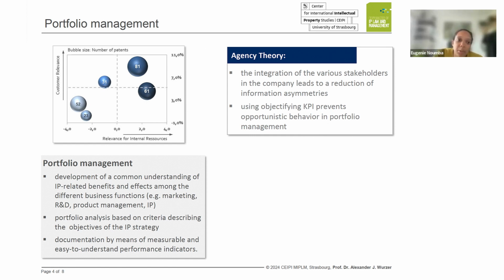The portfolio management in the Differentiation Center is based on the development of a common understanding of IP-related benefits and effects among the different business functions like marketing, R&D, product management, IP. Portfolio management is based on the analysis of criteria describing the objective of the IP strategy, and the documentation by means of measurable and easy to understand performance indicators.